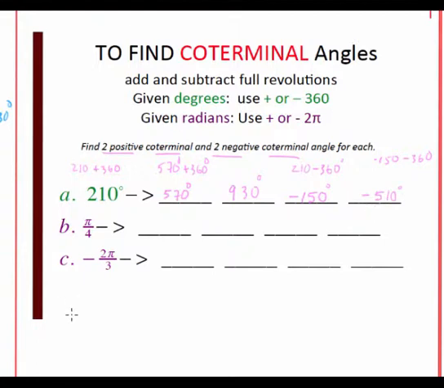Okay, so I'm going to do this one for you, and you get to do that one. Okay, so let's do pi over 4. Well, if we start with pi over 4, because we start with radians.